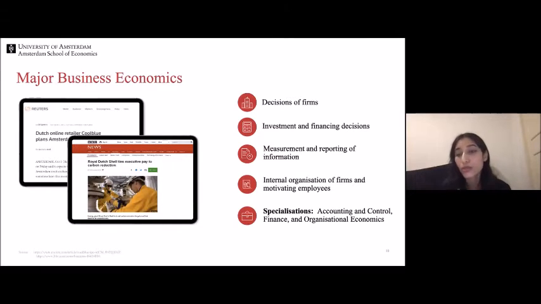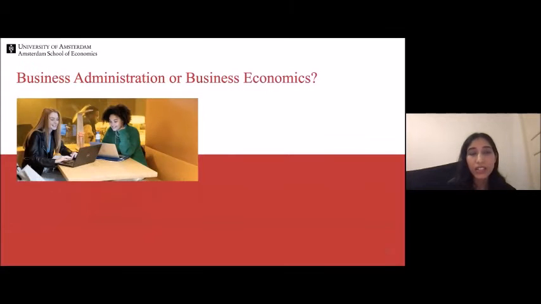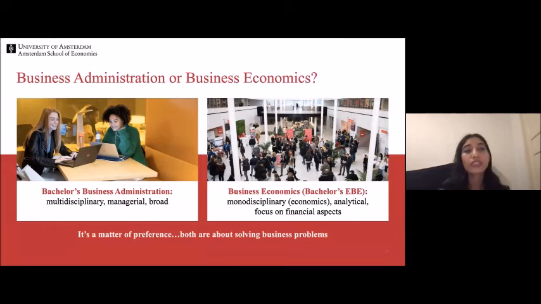So you can either choose accounting and control, then you'll get specialization courses tailored to that, or you can choose finance, or you can choose organizational economics, where you will receive courses tailored to that. All right. So finally, you might have a question. Well, then what's the difference? What should I choose? Should I go for business administration or should I go for business economics?